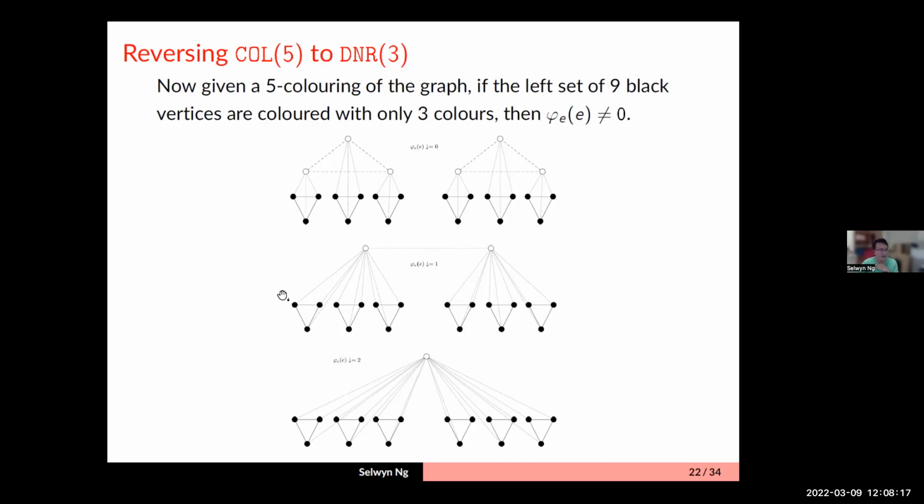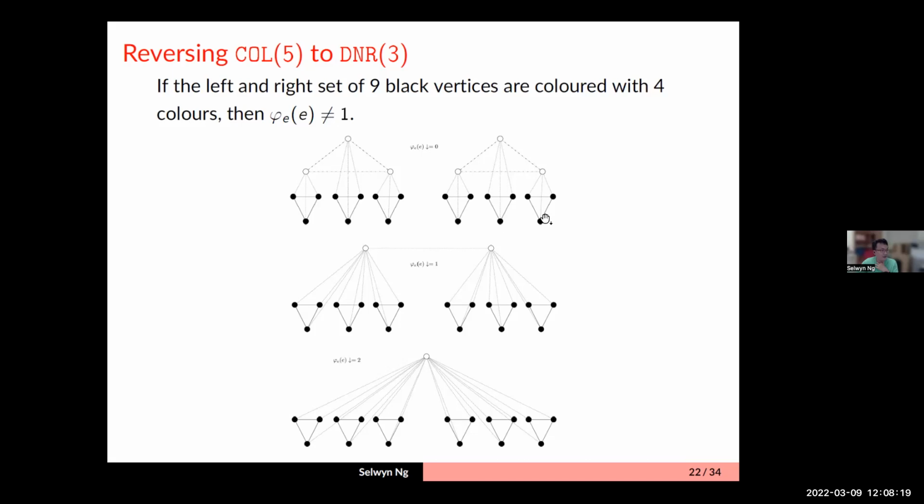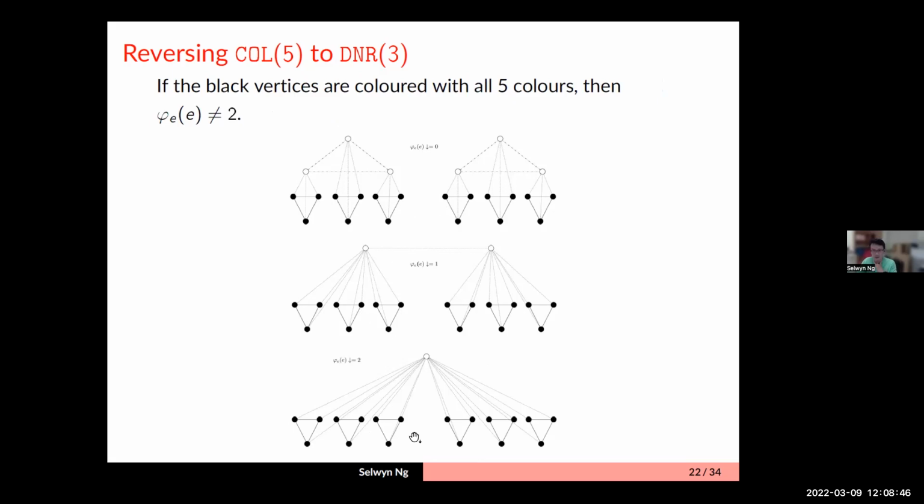The second case is if the left and the right set of vertices are colored with 4 colors, but the same set of 4 colors, then we know that the second case is not possible, because that leaves only the 5th color for this and the 5th color for that, and that's not possible. And finally, if all 5 colors are used, then the last case is not possible. So depending on the characteristic of the 5-color, we can know which of the 3 cases are not possible.